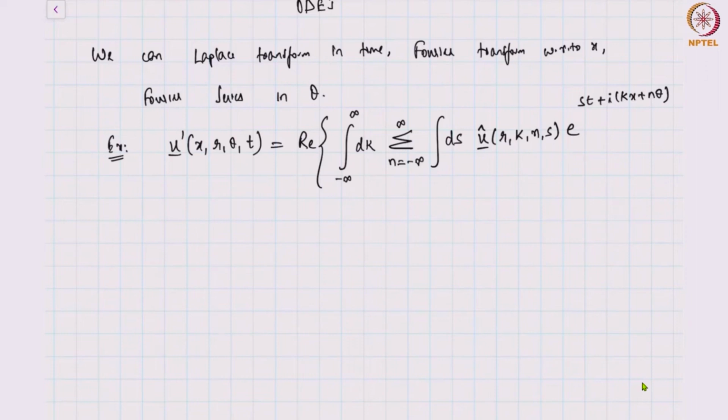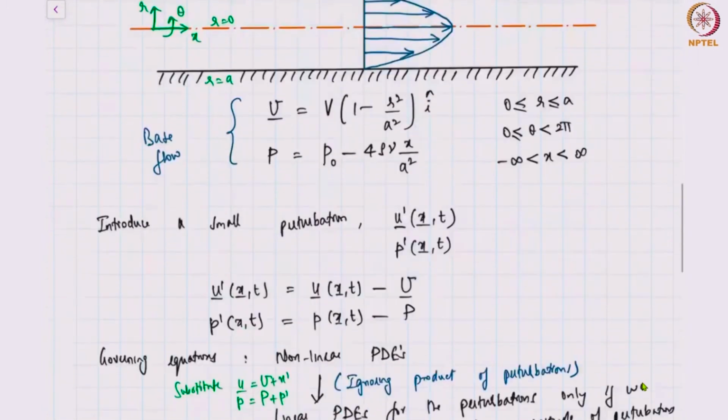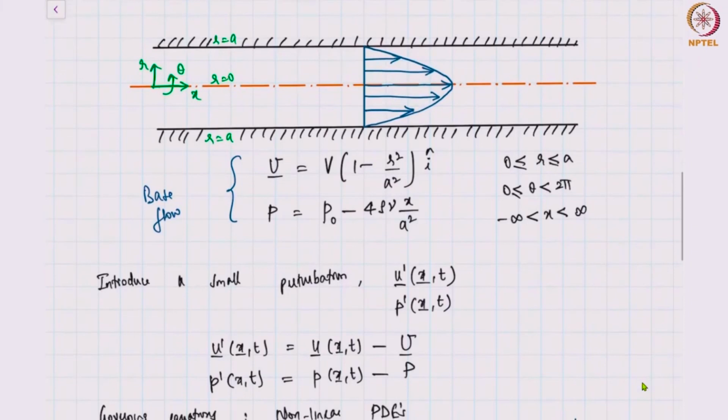The homogeneous side is basically x and theta. Therefore, I have Fourier transform of the Fourier series. In time, I have a Laplace transform, but the inhomogeneous side for me is basically radial direction, going from r equal to 0 to r equals a. Again, I have to remind you that this is for this specific problem. But once you get a hang of it, you can apply this idea to any other problem.